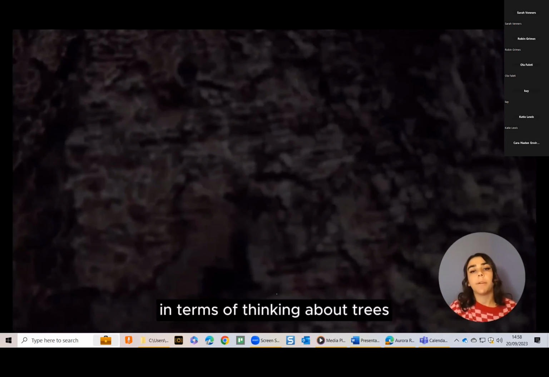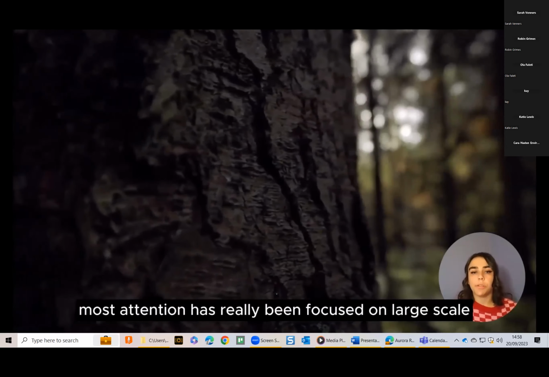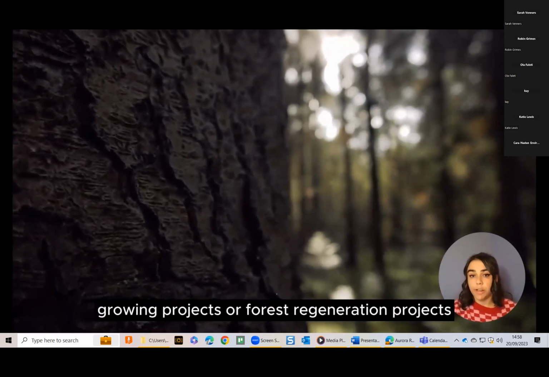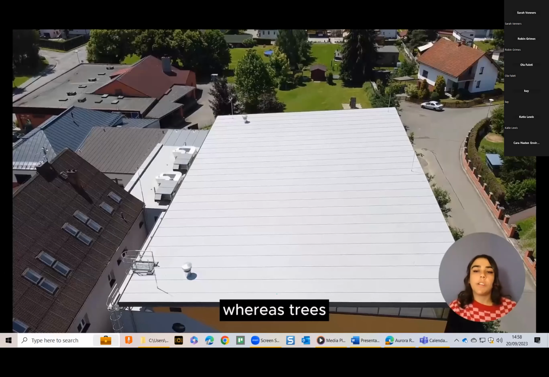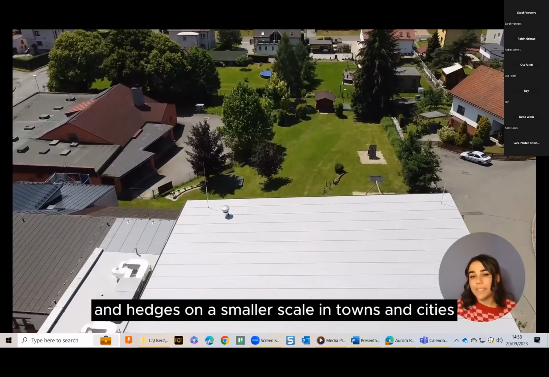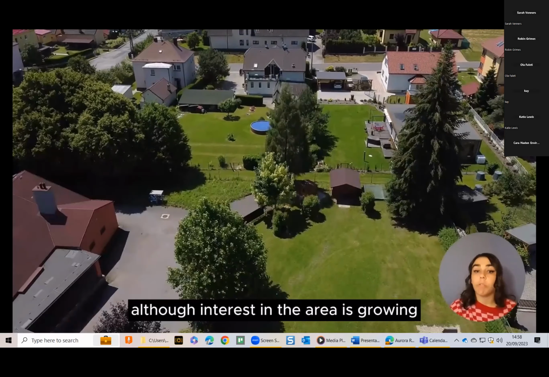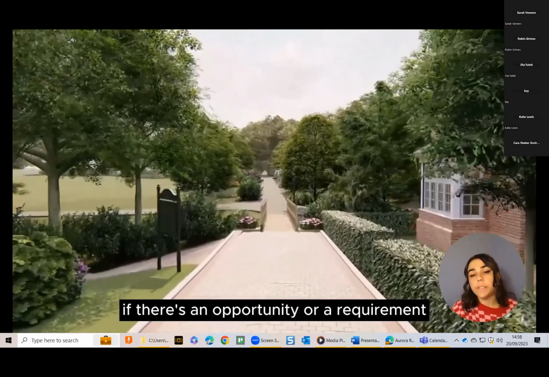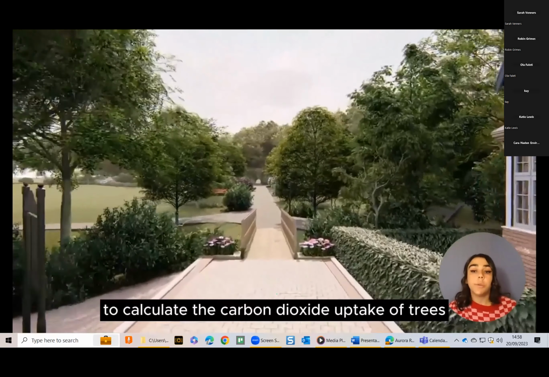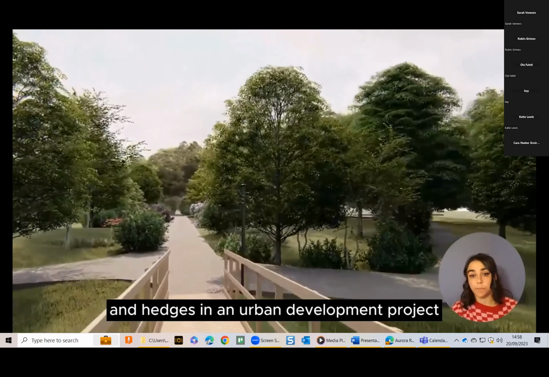In terms of thinking about trees as a way to offset emissions, most attention has really been focused on large-scale growing projects or forest regeneration projects, whereas trees and hedges on a smaller scale in towns and cities don't receive as much interest, although interest in the area is growing. So what can we do if there's an opportunity or a requirement to calculate the carbon dioxide uptake of trees and hedges in an urban development project?